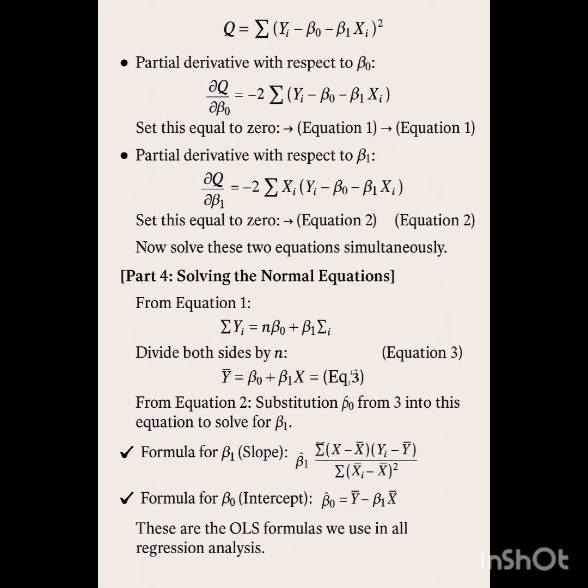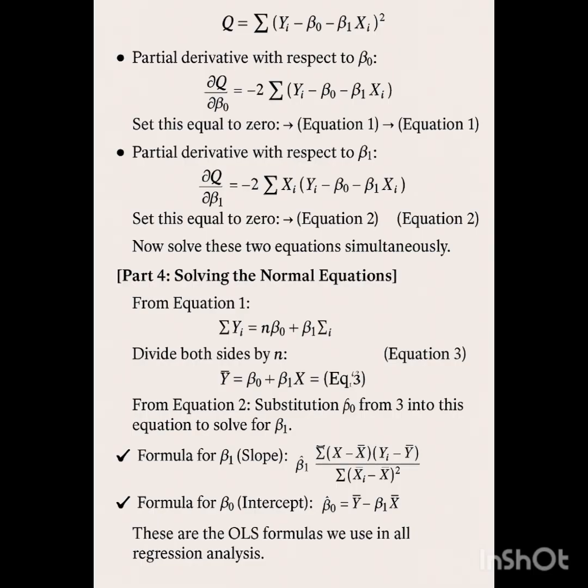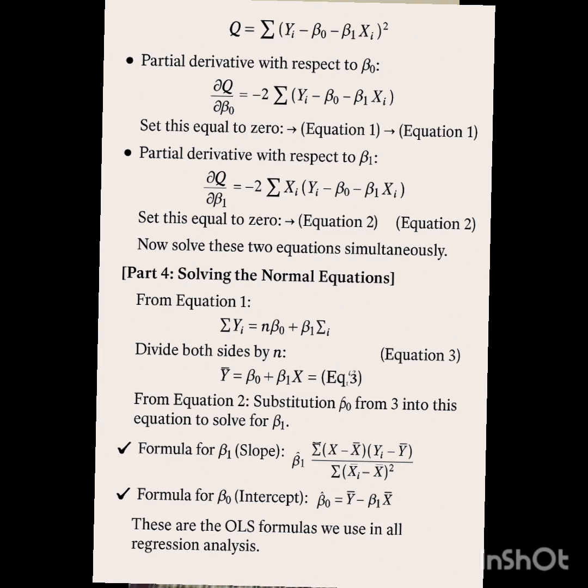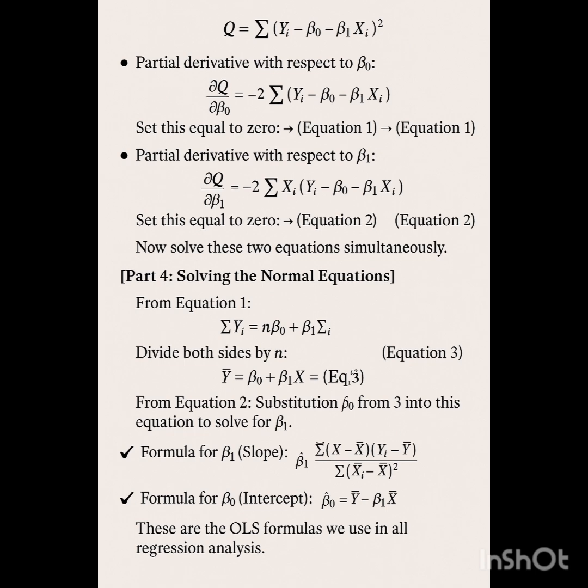Now again equation 2, that is summation xi yi equal to beta 0 summation xi plus beta 1 summation xi whole square. Now we substitute beta 0 from equation 3 into this equation to solve for beta 1. Finally we arrive at the OLS estimator. So the formula of beta 1, the slope estimator, will be beta 1 equal to summation (xi minus x bar)(yi minus y bar) divided by summation (xi minus x bar) whole square.